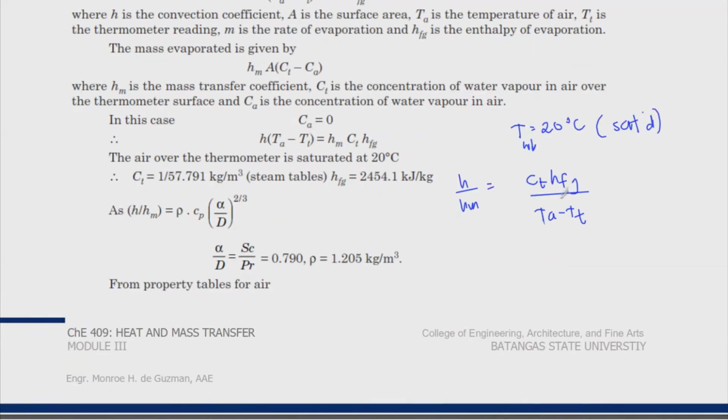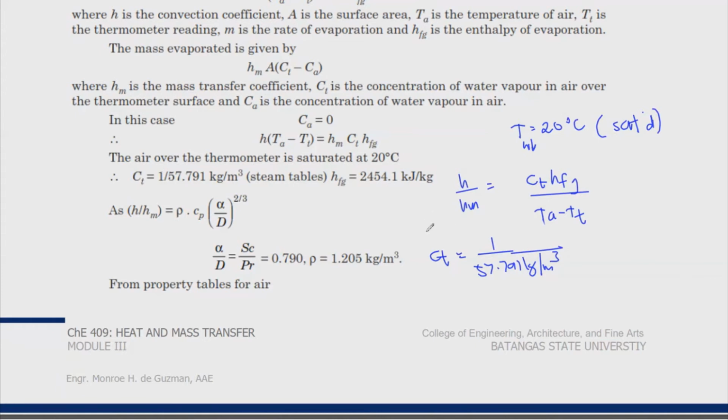To find the CT and then HFG, we obtain that from the given saturated 20 degrees Celsius temperature. So we'll be using humidification here. I'll just be skipping the solution. The answer will give you this value: CT is equal to 1 over 57.791 kilograms per cubic meter. And in the exams, I will not be giving something like this, because humidification is a separate topic in the finals.